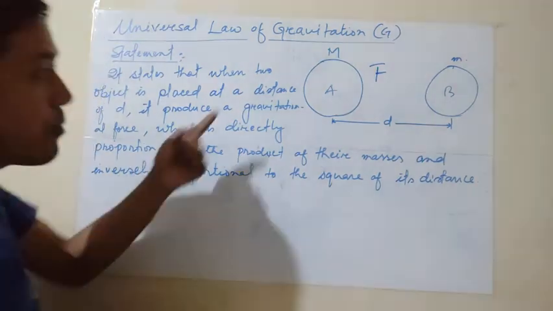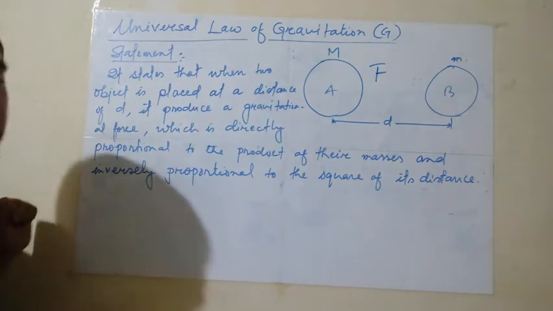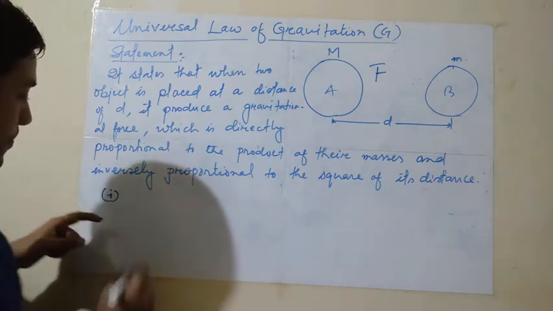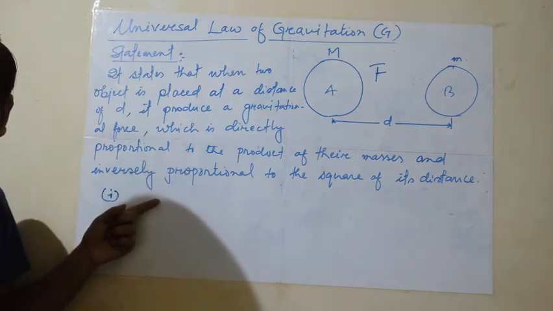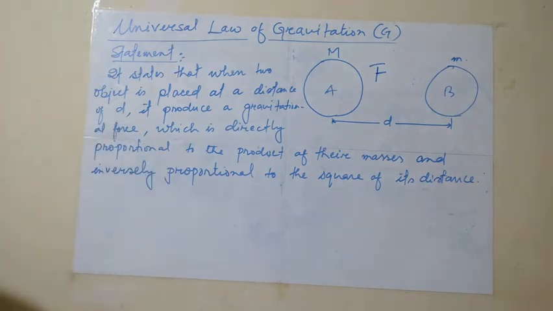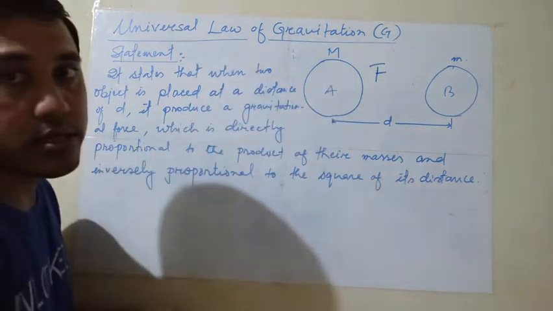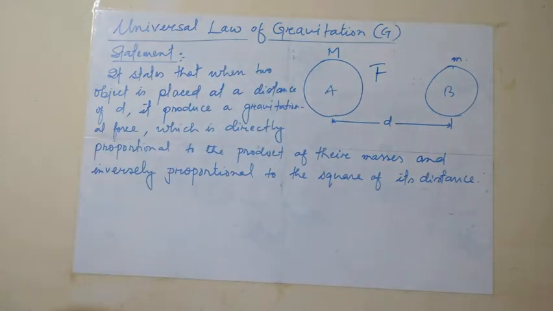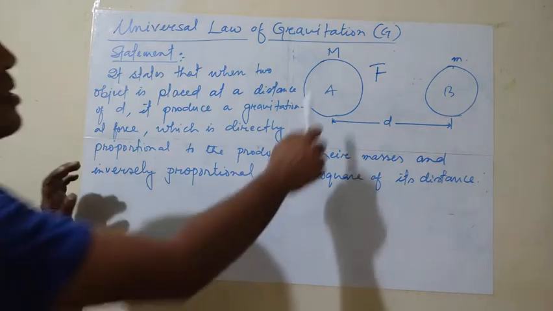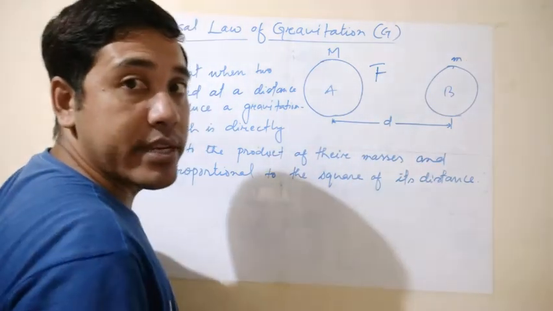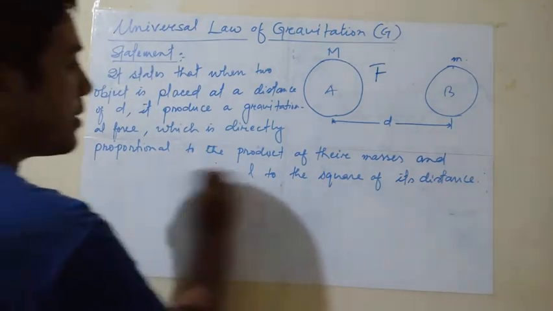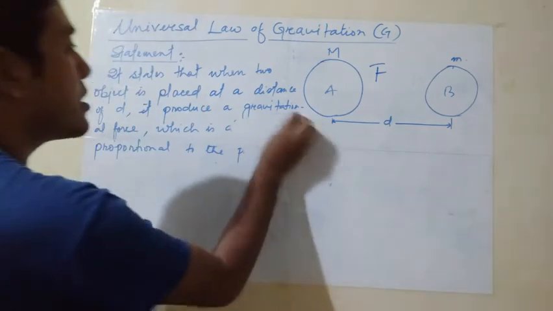Now, according to this statement, this is the statement first. Please copy down the statement. After that, I will explain the relations. This diagram is one of the most important diagrams. Don't confuse this notation. Now I will derive these relations.